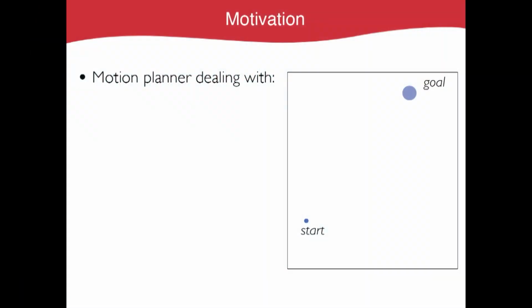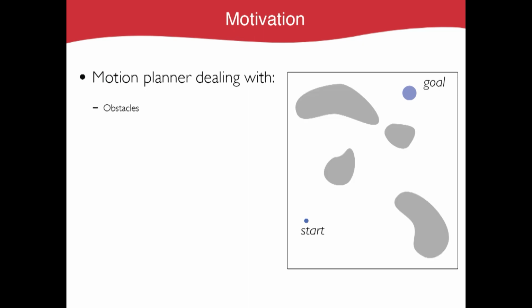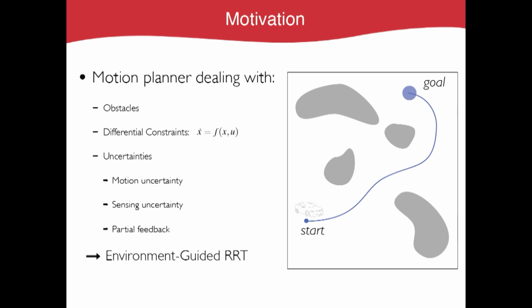So what was the motivation of this work? Our goal was to design an efficient motion planner that's able to work in very complex problems that involve obstacles, differential constraints, but also uncertainties that can appear from the motion, the sensing, or partial feedback. So we're going to present the environment-guided RRTs that try to address all these problems.